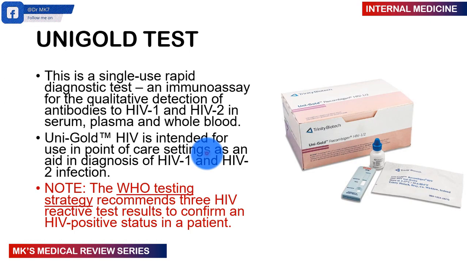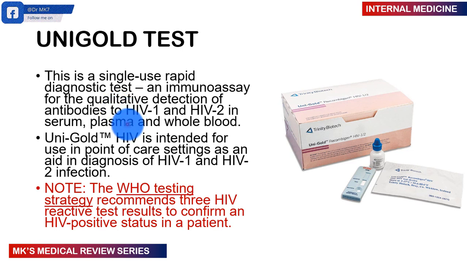Now, the second test that we can order is the Unigold test, which is also another rapid diagnostic test. This one also is a qualitative test that detects antibodies. Now, this one is not going to be detecting the antigens. This one is going to be detecting antibodies against HIV type 1 and type 2. You can use serum, you can use plasma, we can use whole blood. So it can also be used at the point of care, not point of sale.